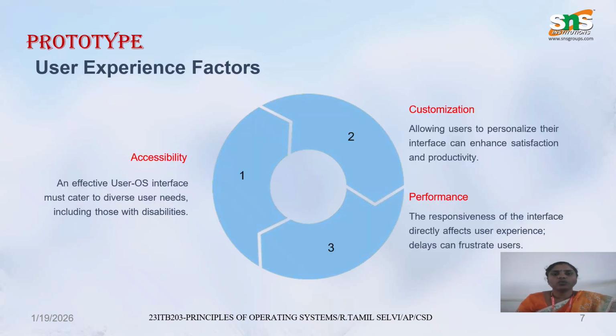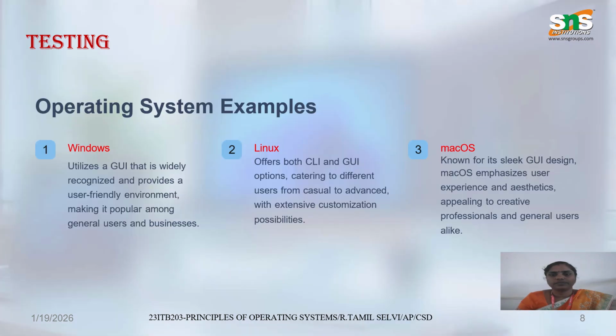A good User OS interface focuses on accessibility, customization, and performance. Accessibility helps users with disabilities, for example, screen readers and voice commands. Second one, customization, changing themes, wallpaper, font size, etc. And third one, performance. Fast response improves user experience and a slow system frustrates users.